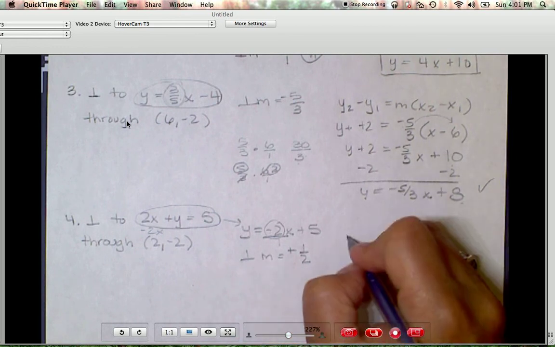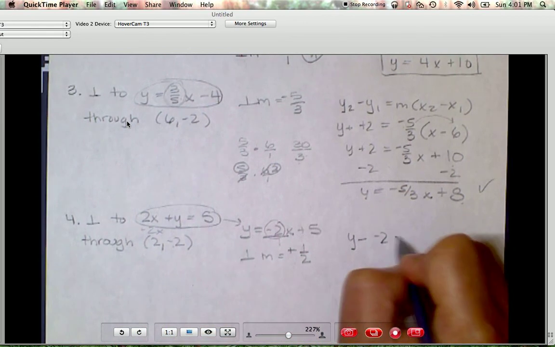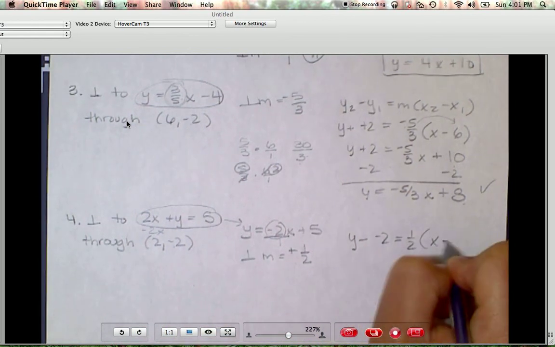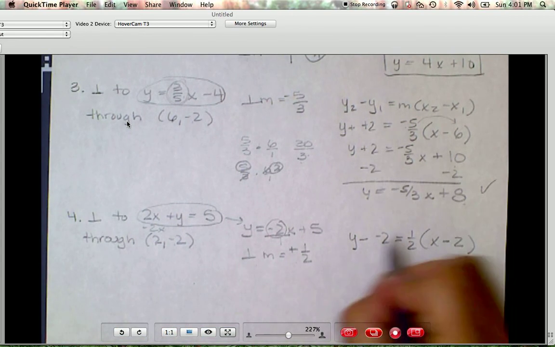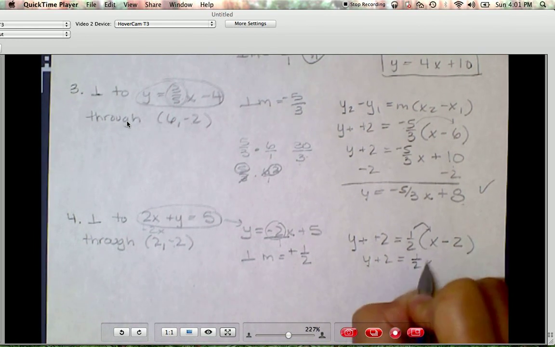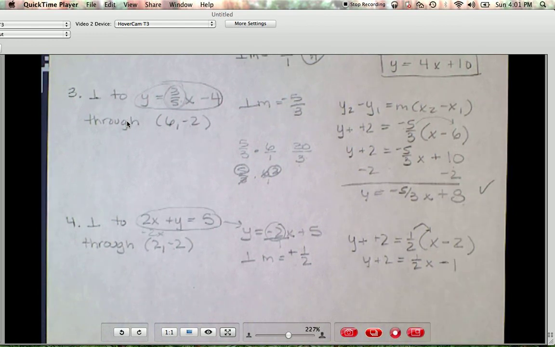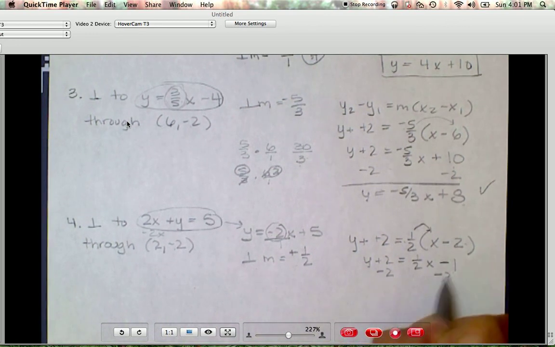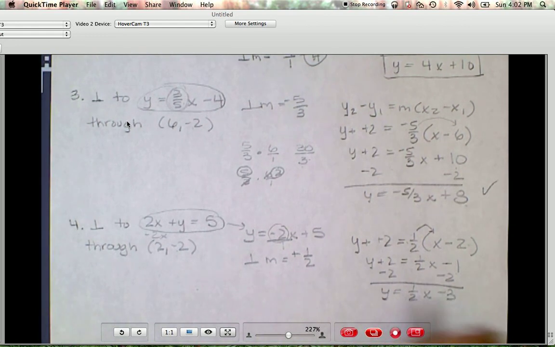Now we can start going into the equation. Y minus negative 2 equals 1/2 times x minus the x value, which is 2. So this double negative becomes positive. We get y plus 2 equals 1/2 x, and half of 2 is 1, so minus 1. That's easy. 1/2 of 2 is 1, so 1/2 of negative 2 would be negative 1. And then finish by solving for y by subtracting 2 from both sides. Y equals 1/2 x minus 3.